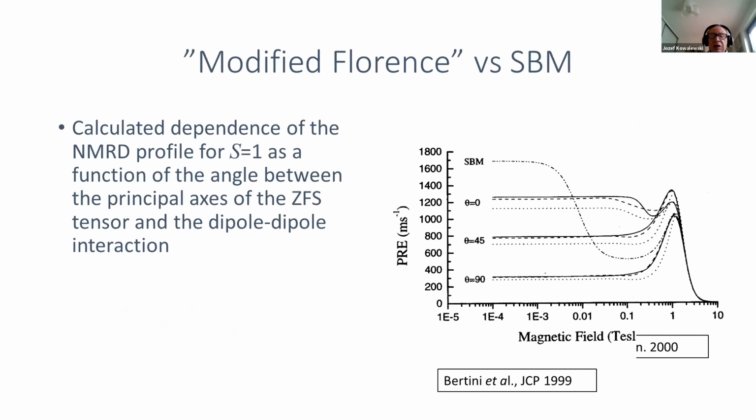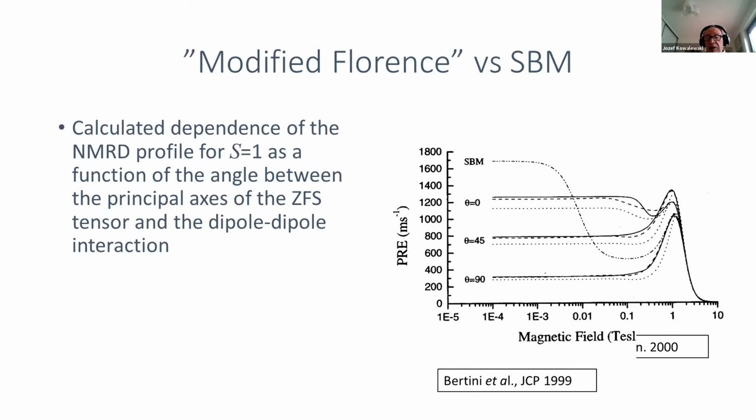Now, one variety of this, which was developed in the late 90s, is known in the literature as the modified Florence approach, and it uses a Redfield limit description of the electron spin relaxation, but it uses also the low field approach as formulated by Lindner and other people, and people in Florence that I mentioned earlier on.